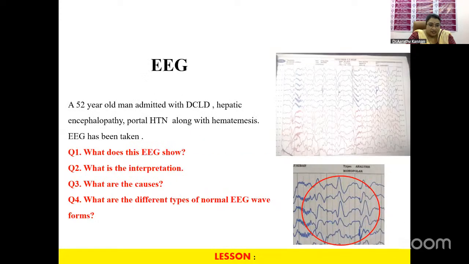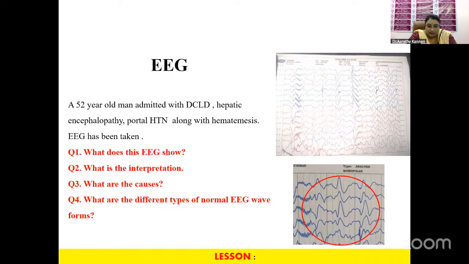Next, we had a 52-year-old man admitted with a decompensated liver disease in hepatic encephalopathy, portal hypertension, along with hematemesis. He was stabilized and, other than the routine investigations, an EEG was also done for the patient. The EEG picture is shown here. What do you think are the findings in this EEG here?